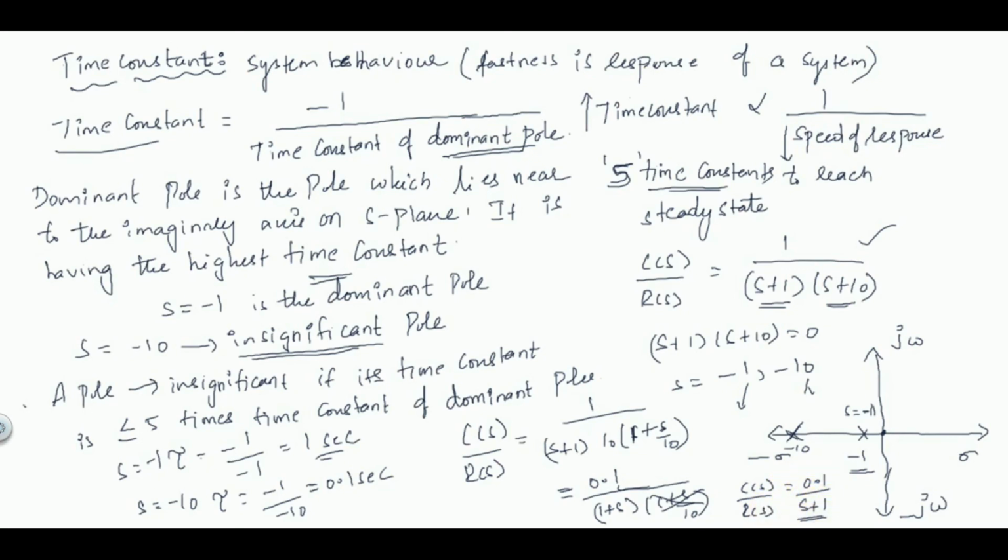Now we have only one pole, so we can say the time constant is equal to 1 second. Or you can also find the time constants of different poles and take the time constant of the pole which is near to the imaginary axis. S is equal to -1 is the pole which is near to the imaginary axis. So that is how we can find the time constant of any system.